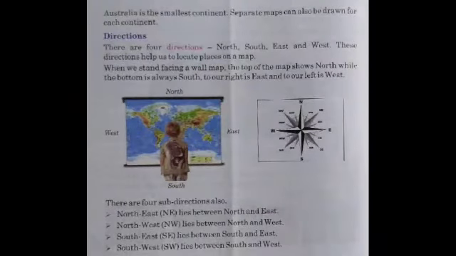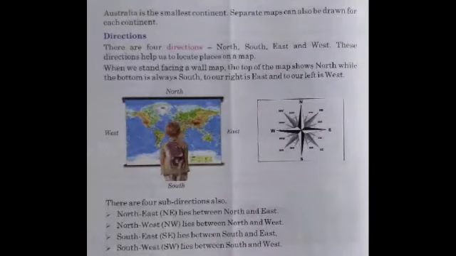There are 4 directions: north, south, east, and west. These directions help us to locate places on a map. When we stand facing a wall map, the top of the map shows north while the bottom is always south. To our right is east and to our left is west. There are 4 sub-directions also. Northeast lies between north and east. Northwest lies between north and west. Southeast lies between south and east. Southwest lies between south and west.